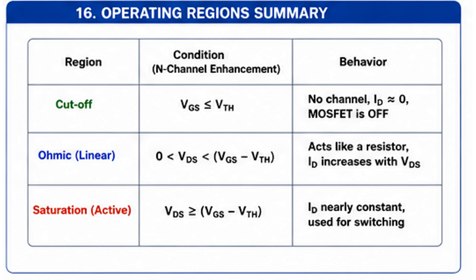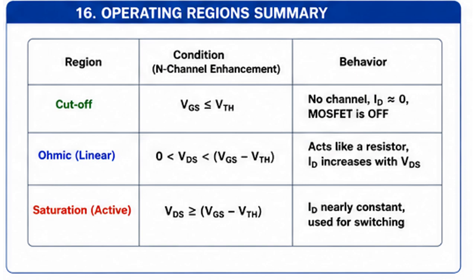In the cutoff region, VGS is less than or equal to the threshold voltage. No inversion channel exists, and the drain current is essentially 0. The MOSFET is off. In the ohmic or linear region, VGS is above threshold and VDS is relatively small. The channel acts like a resistor whose value is controlled by VGS. Drain current rises approximately linearly with VDS. This is the region we use when we want the MOSFET fully on as a low-resistance switch.